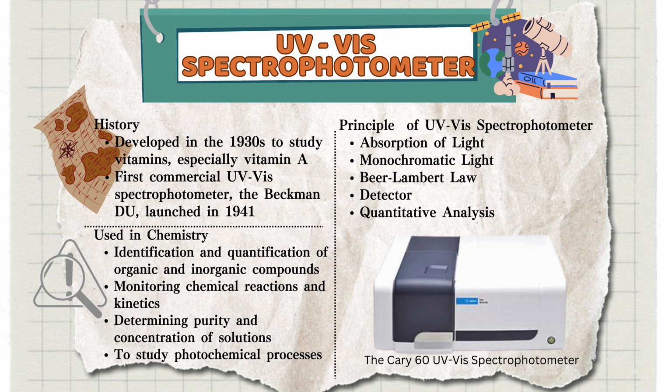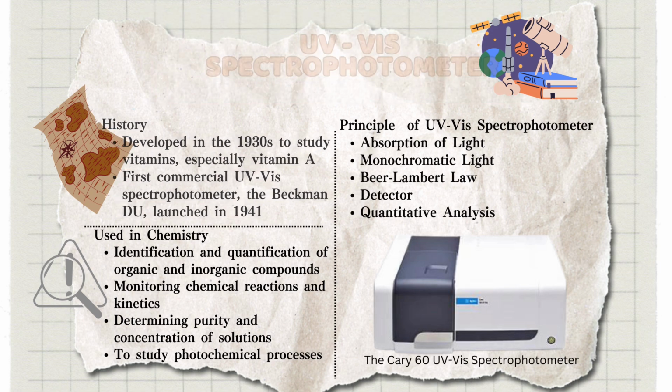The principle of the UV spectrophotometer has five parts. The first one is absorption of light. The second one is monochromatic light. The third one is the Beer-Lambert law. The fourth one is the detector. And the fifth one is quantitative analysis.